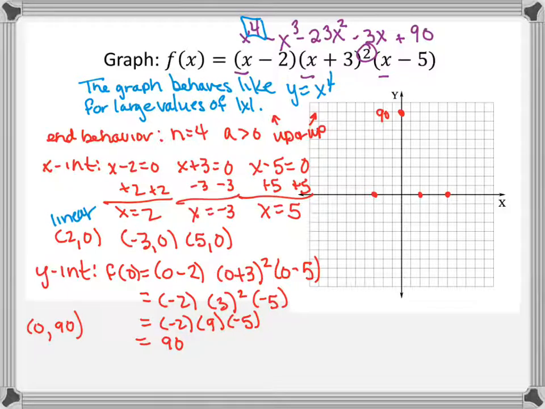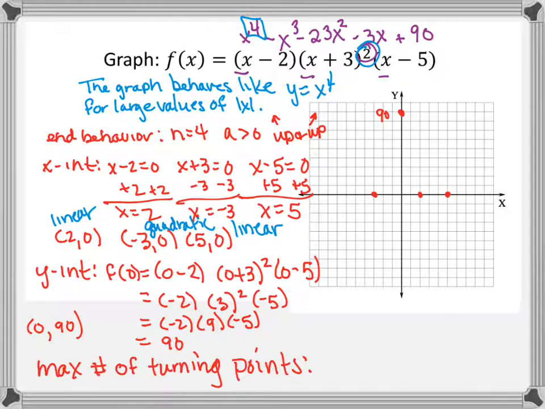We know that this first factor was linear, so at the x-intercept (2, 0), the graph will behave linearly, as well as for that last x-intercept at (5, 0). That second factor had an exponent of 2, so at (-3, 0), the graph will behave like a quadratic and actually turn around on the x-axis. The maximum number of turning points is n minus 1, so 4 minus 1, which is 3.